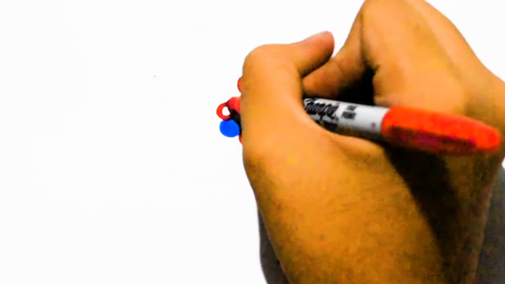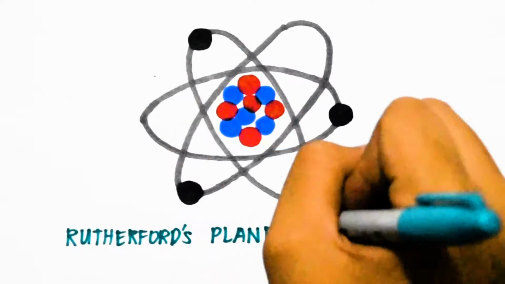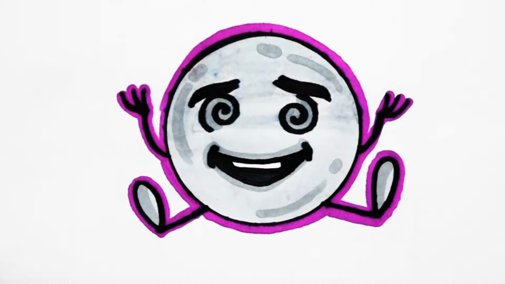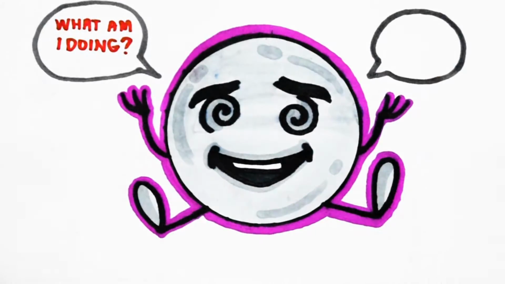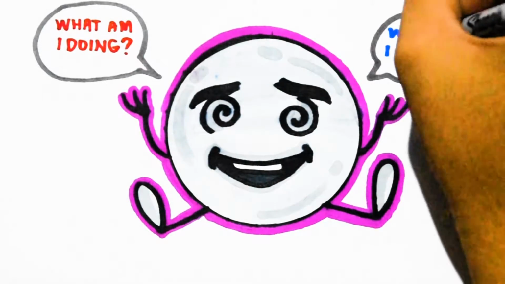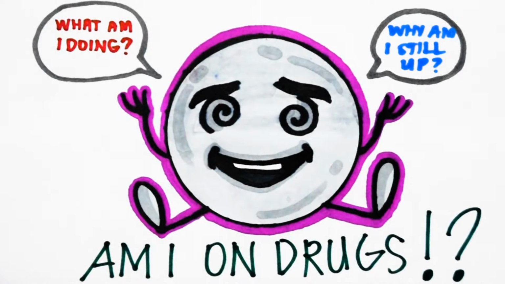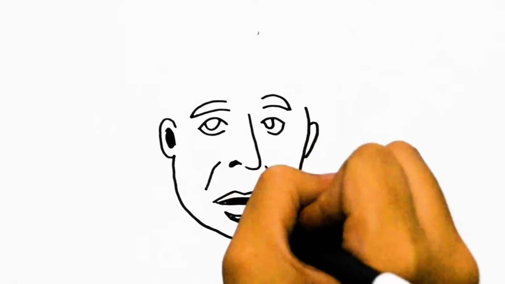This model represented the atom to be much like our solar system, with the electrons orbiting the positive nucleus like planets orbit the sun. The nuclear model explained Rutherford's experimental result, but it also raised further questions. For example, what were the electrons doing in the atom? How did the electrons keep themselves from collapsing into the nucleus since opposite charges attract? Luckily, science was ready for the challenge.